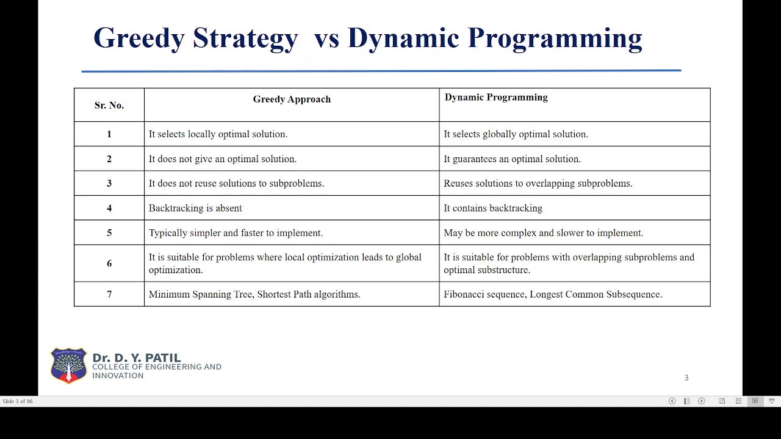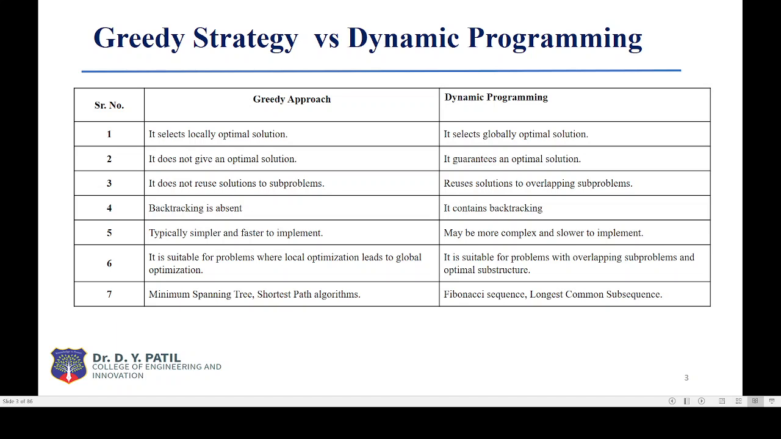So what is the basic difference between the greedy strategy and dynamic programming? The greedy strategy selects the locally optimal solution, whereas dynamic programming selects the globally optimal solution. Basically, the greedy strategy selects the solution which is best locally available, whereas dynamic programming considers the global optimal solution.